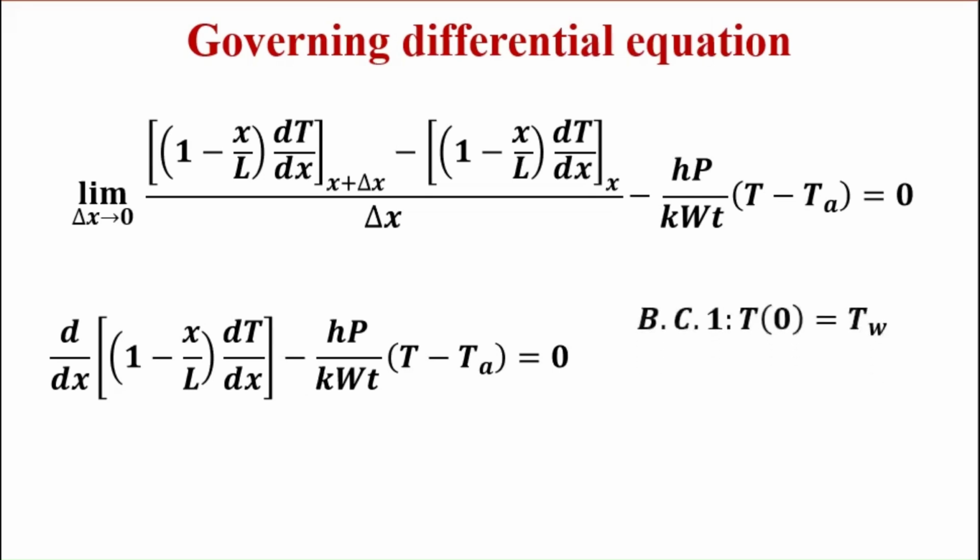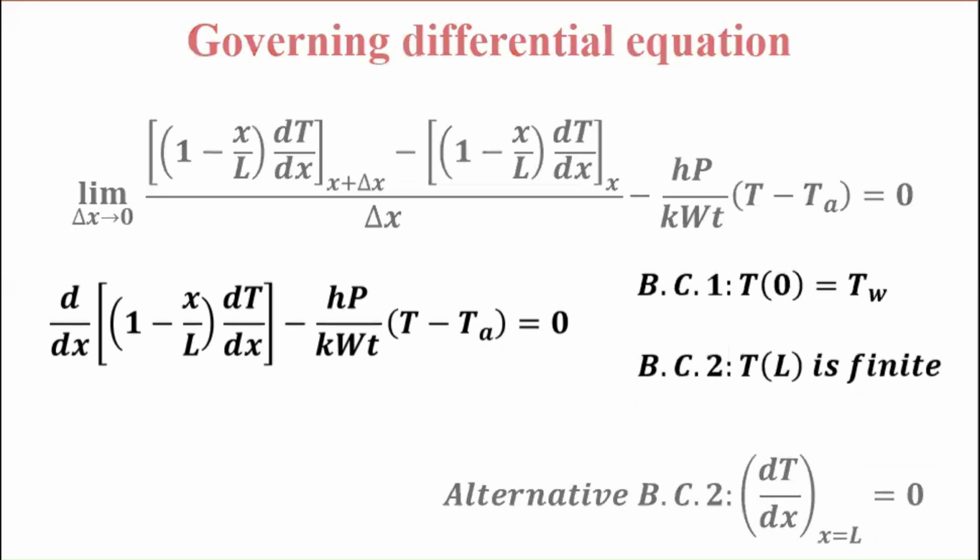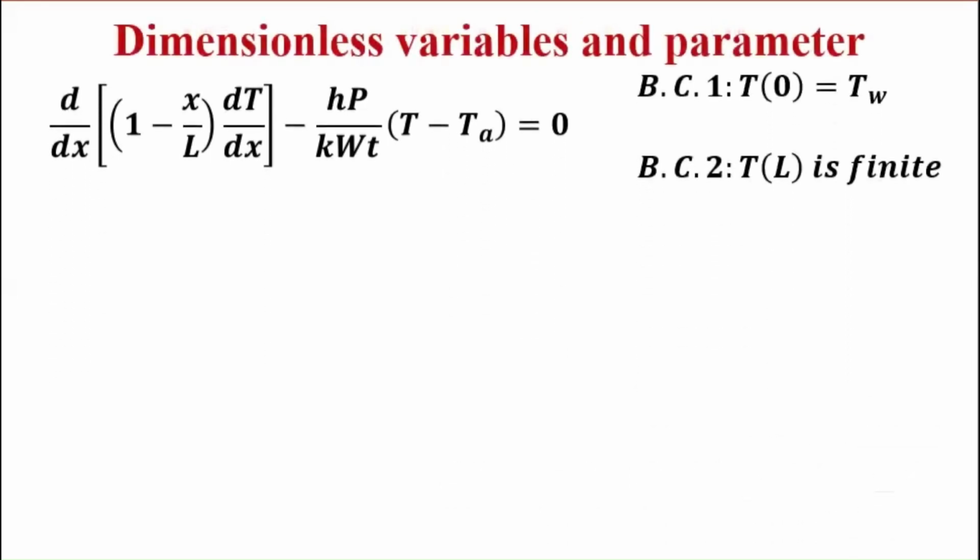The first boundary condition is applied at the base of the fin. Since the thermal resistance at the contact between the fin and the wall is assumed to be negligible, the temperature of the fin at the base is equal to the wall temperature. The second boundary condition is applied at the tip of the fin. At the fin tip, the temperature must remain finite. Alternatively, this boundary condition can be expressed by assuming that the heat flux at the fin tip is zero, since the cross-sectional area of the fin approaches zero at that point.